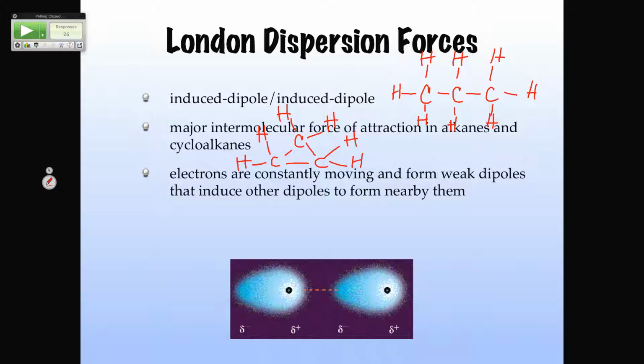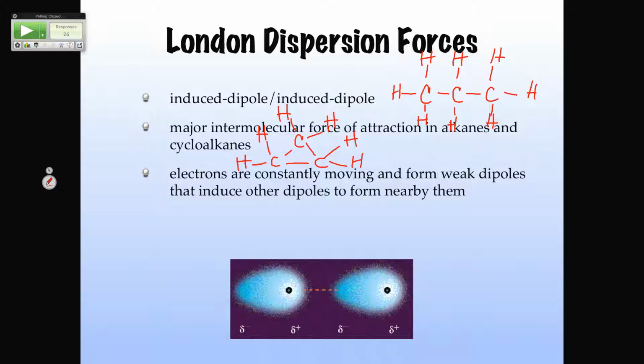Did you talk about hexane in lab? Did you use hexane? Was that one of your unknowns? Okay. Hexane has 6 carbons. It has London dispersion forces, and it's a liquid. So all those things that you used were all liquids. Why are they liquids?